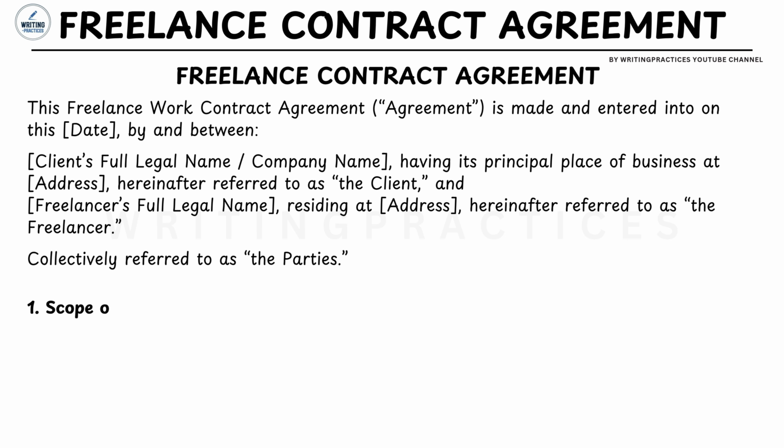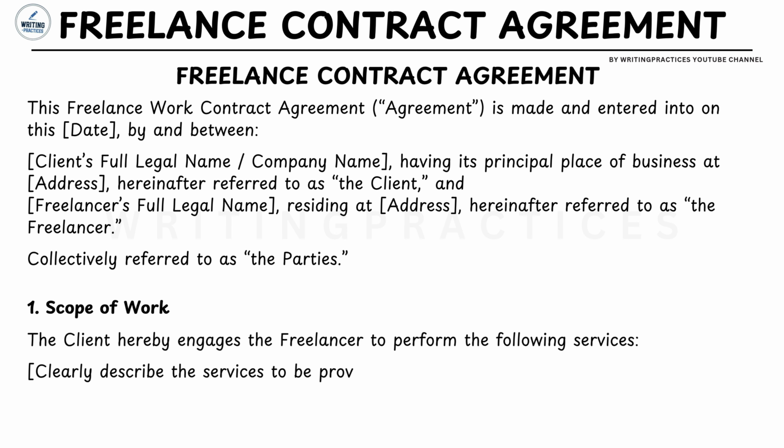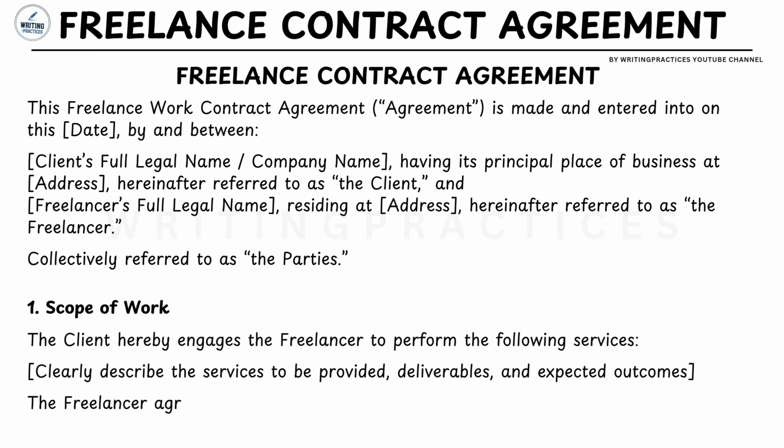Point number 1. Scope of work. The client hereby engages the freelancer to perform the following services. Clearly describe the services to be provided, deliverables, and expected outcomes. The freelancer agrees to perform the services in a professional and timely manner in accordance with the terms of this agreement. Here, you describe exactly what work the freelancer will do.